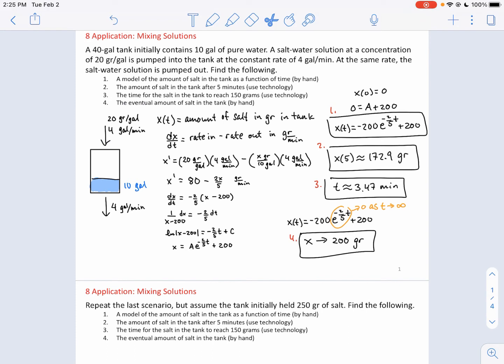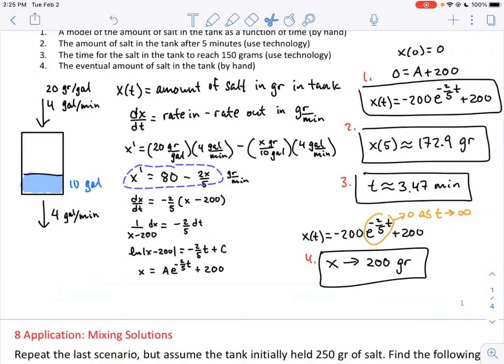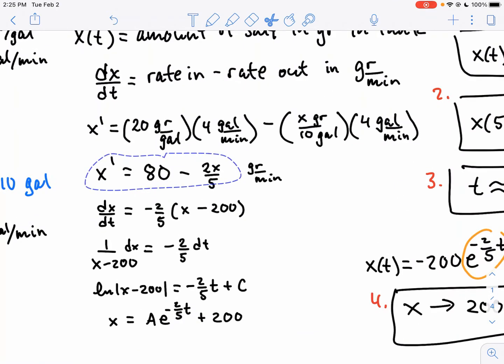Another way to figure out this 200 grams is to set the x prime equal to 0. Take this line right here. If we expect the concentration to cease changing, then x prime will be 0. No more change in salt. If you set x prime equal to 0 and solve this for x, you will find 200 is the solution. So 200 is the value. Once there is 200 grams of salt in this tank, it will no longer change. It'll stay 200.